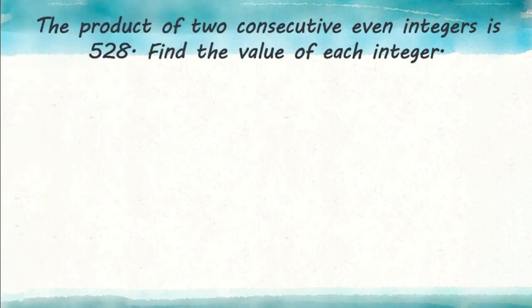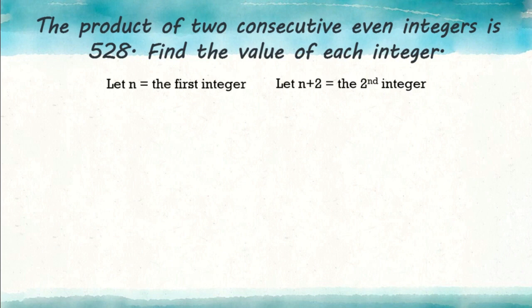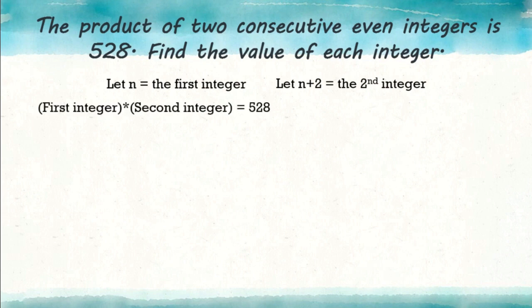Another example: the product of two consecutive integers is 528. Find the value of each integer. Let us define our variables. Let n be the first integer and n plus 2 is the second integer. Again, we are talking about two consecutive even integers. Our operation must be multiplication.